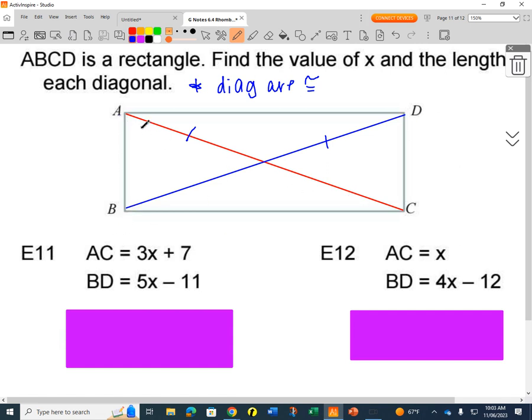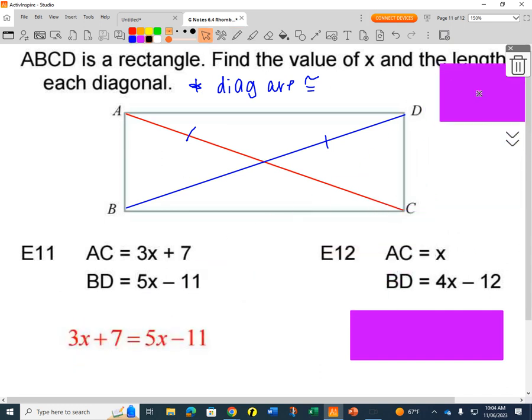If they tell us the length of AC is 3x plus 7, and the length of BD is 5x minus 11, now we know we can set those equal to one another and solve for that variable. Once we solve for that variable, we're going to use that value and plug it back into one of the expressions to find the length of the diagonal. Remember, we only have to find the length of one diagonal because they're congruent. So go ahead and write your equation where you set those lengths equal to one another and solve for x.